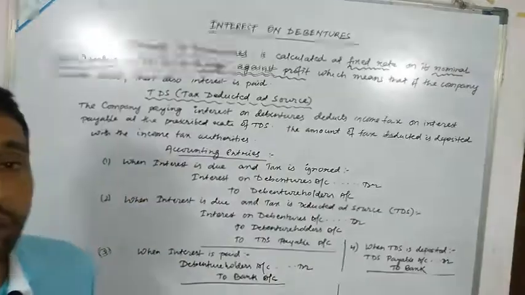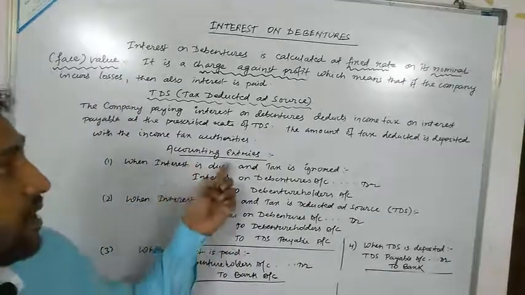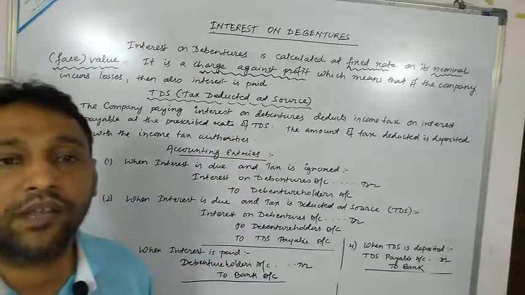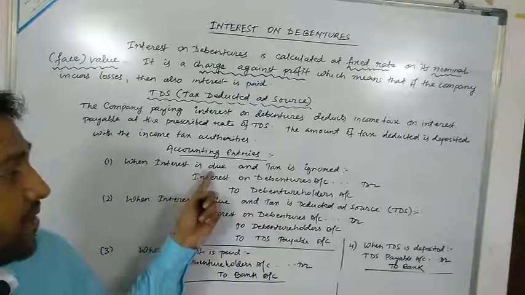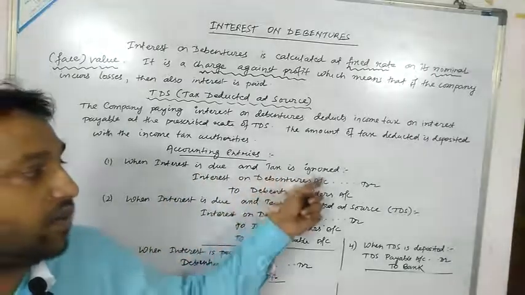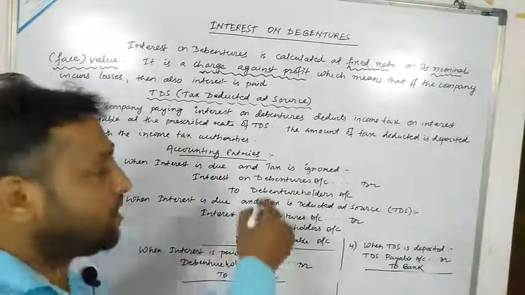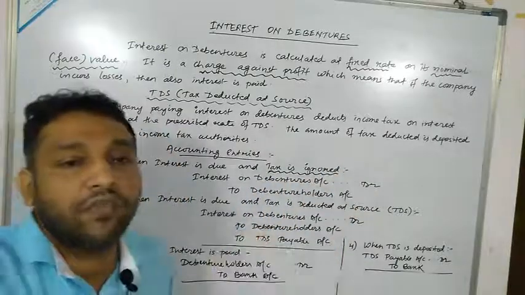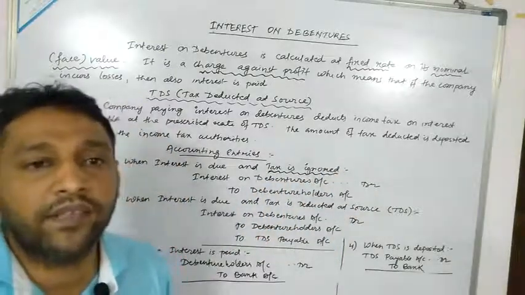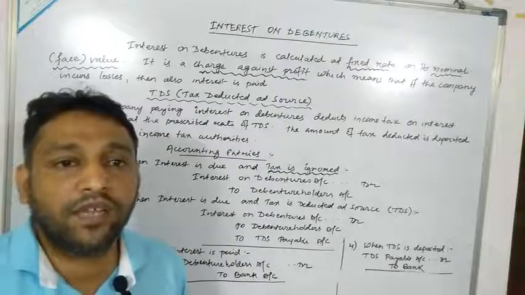Okay. Now we can see the accounting entries in case of interest on debentures. First of all, when interest is due and tax is ignored. What does tax is ignored mean? When nothing has been said about TDS. Nothing is mentioned in the question about TDS. Then what will be the journal entry?